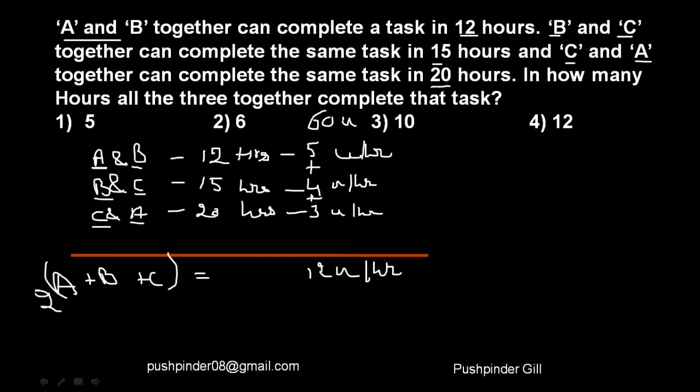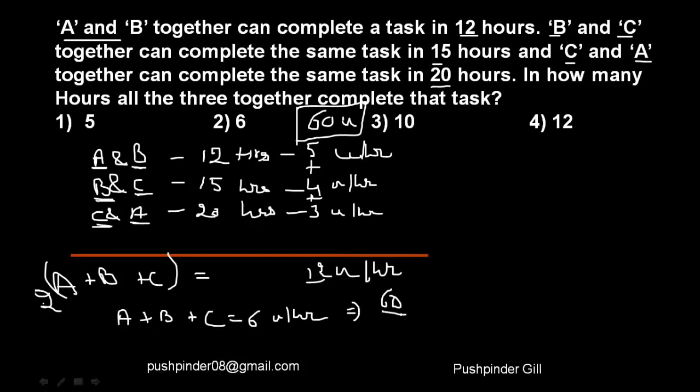If you see, A's capacity has been added twice, B's capacity has been added twice, and C's capacity has been added twice. That means the number of units that A, B and C are going to finish every hour is nothing but half of this, which is 6 units every hour. So A, B and C together are able to finish 6 units every hour, and the work is of 60 units. That means they're going to take 10 hours to finish the job.